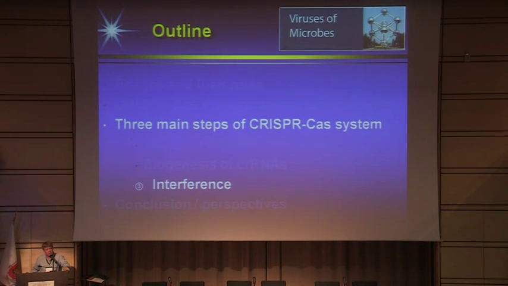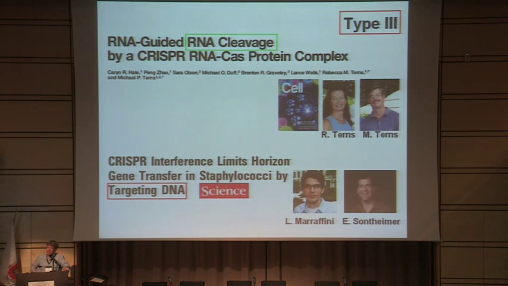So I'm going to jump right away to the interference. There were a couple of very nice papers, a Cell front page from the group of Michael Terns, showing that in archaea, the type 3 CRISPR-Cas system of Pyrococcus was targeting RNA. This was a very nice paper, and it was done in vitro. And Luciano Marraffini and Erik Sontheimer also showed in Science that it was probably targeting DNA, plasmid DNA, in Staphylococcus aureus.